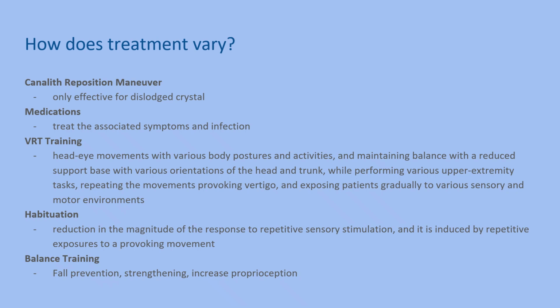Habituation, which is a part of VRT, has the goal of reducing the magnitude of the response to repetitive sensory stimulations. It is induced by repetitive exposure to a provoking movement. Imbalance training: we can't always treat the cause, but we can help by reducing the risk of falls through strengthening and proprioception training to help by decreasing the reliance on the vestibular system.